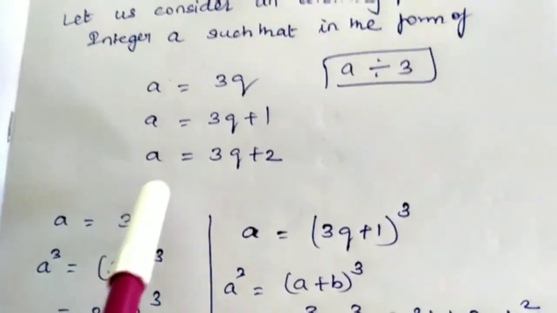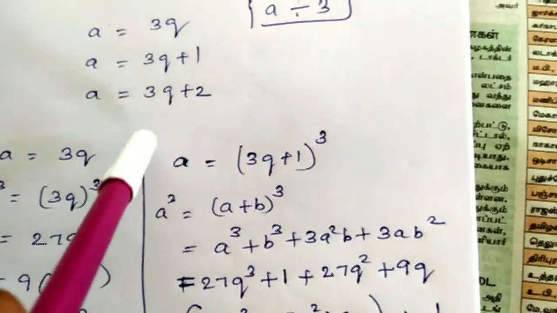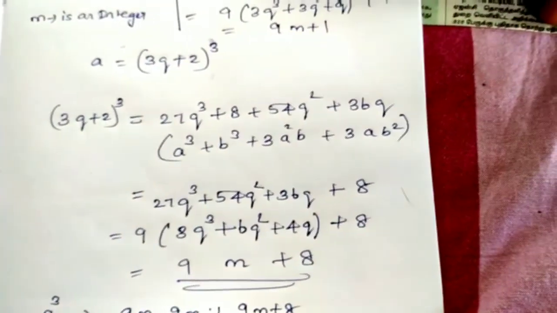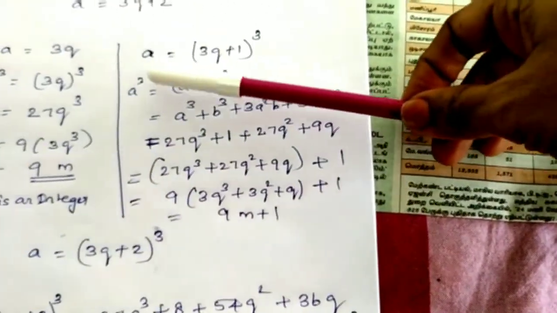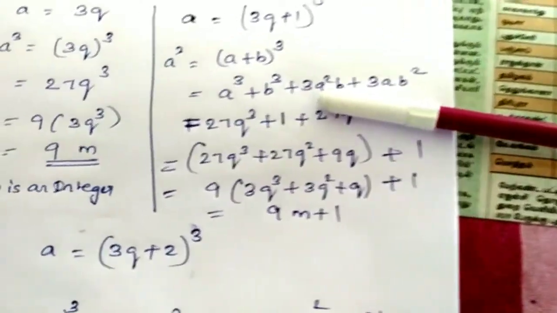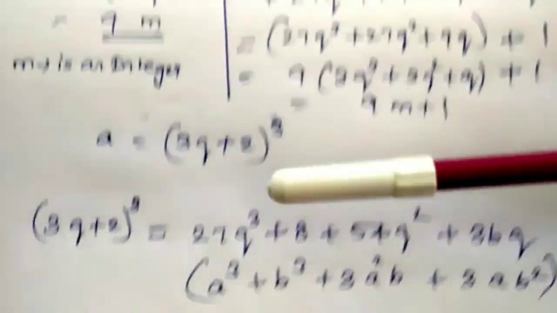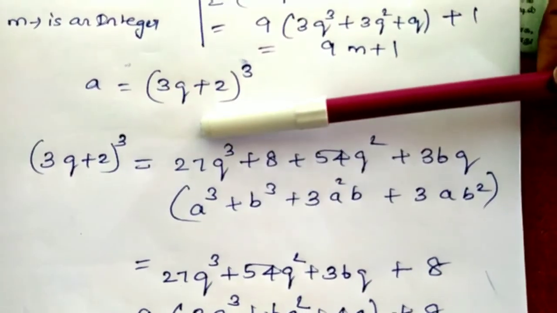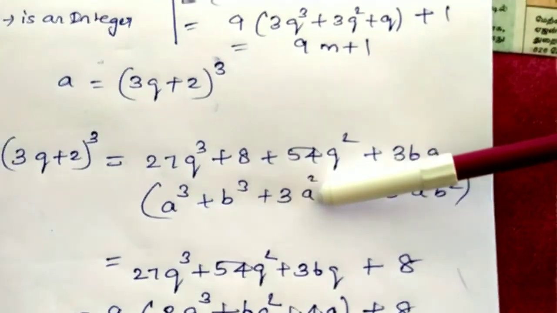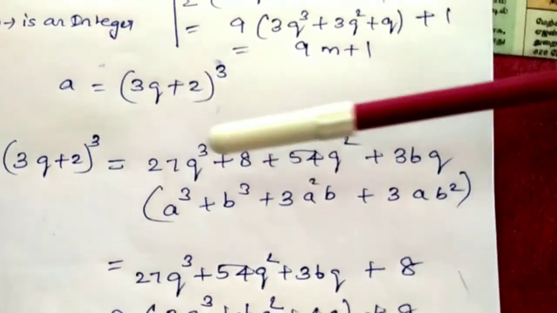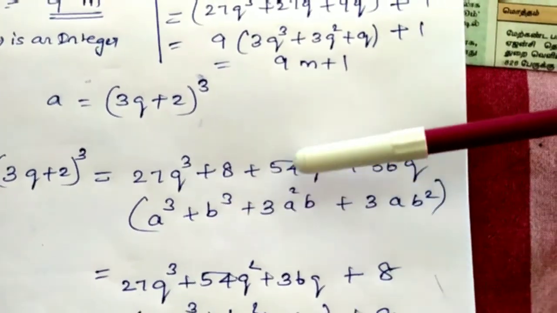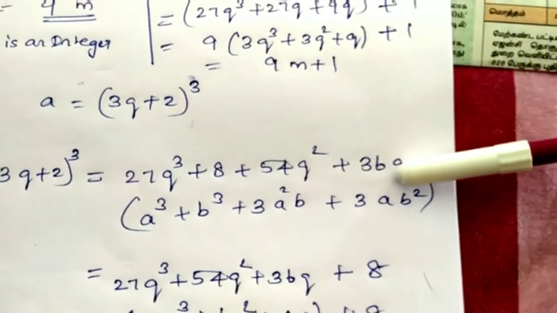What is the third case? 3q plus 2. Now you have to find the cube of this value again by using the same formula. What's the formula? Already I said, a plus b whole cube is a cube plus b cube plus 3a square b plus 3ab square. Use the formula again. a cube is 27q cube. What is our b value? 2. Therefore b cube is 8. 3a square b: 3, a number is 3q the whole square, b number is 2. Multiply and simplify. You will get the terms 54q square plus 36q.